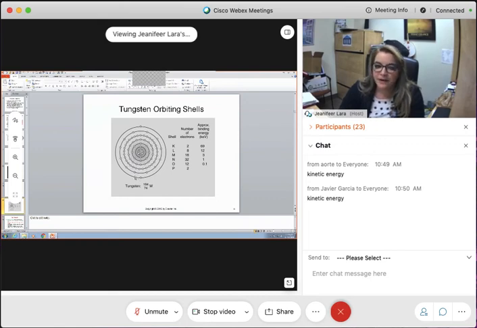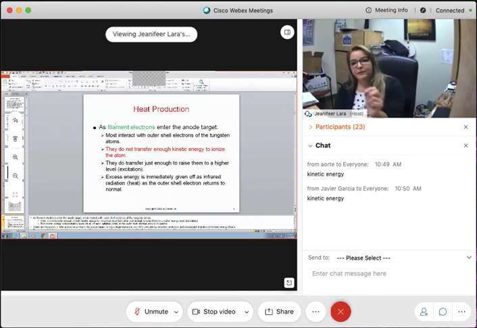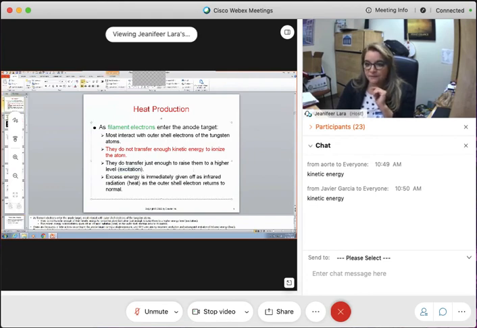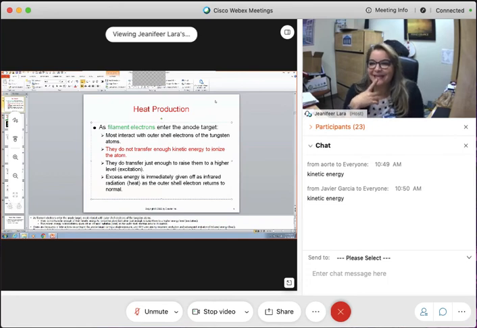Make sense? Yes, perfect. So as the filament electrons enter the anode target, most of them interact with the outer shells, but the kinetic energy possessed by the filament electrons is not enough to cause ionizing. They're not removing the electrons from tungsten, but something is happening. They are converting or transferring their energy to excitation. So right here, where we're looking at excitation, what does that mean? What does excitation mean?